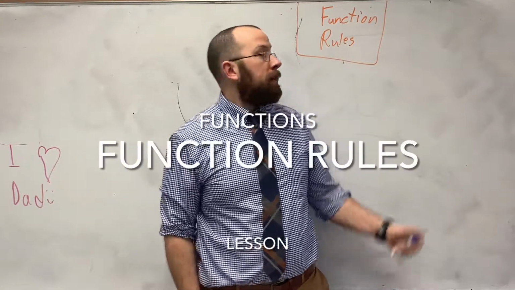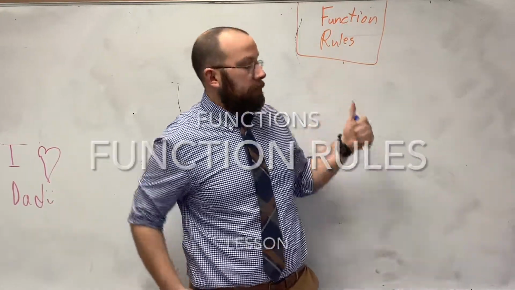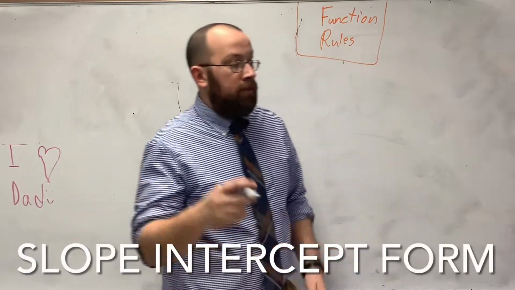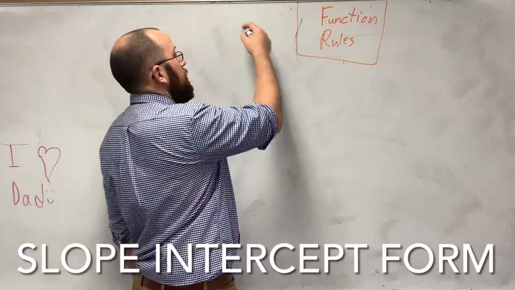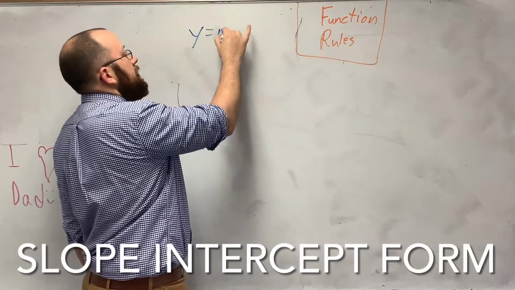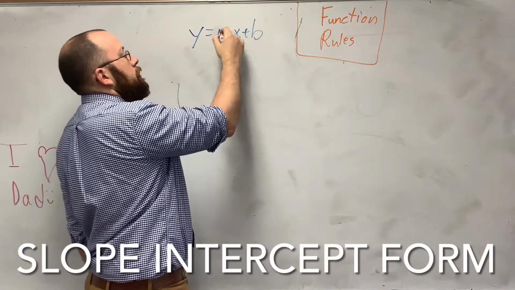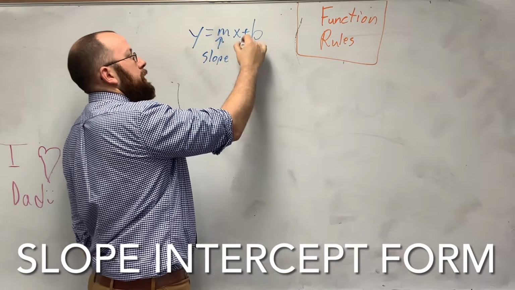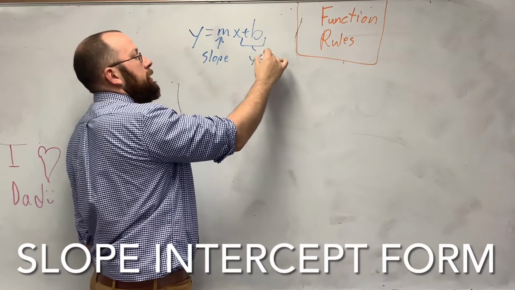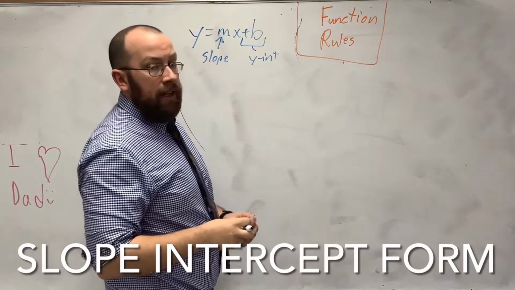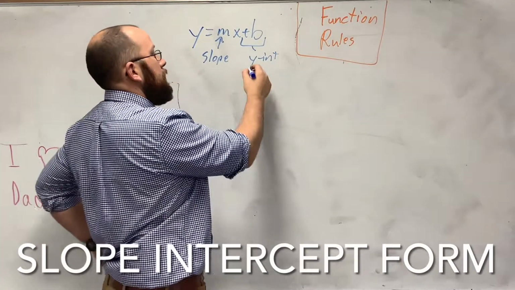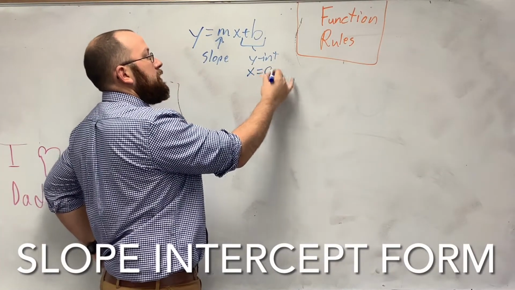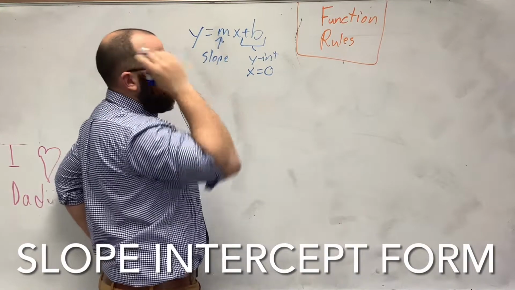Hello, today we're going to talk about function rules. The form you're looking for is y equals mx plus b. m is what is known as your slope, and b is known as your y-intercept. Your y-intercept is the y value any time x is equal to 0.